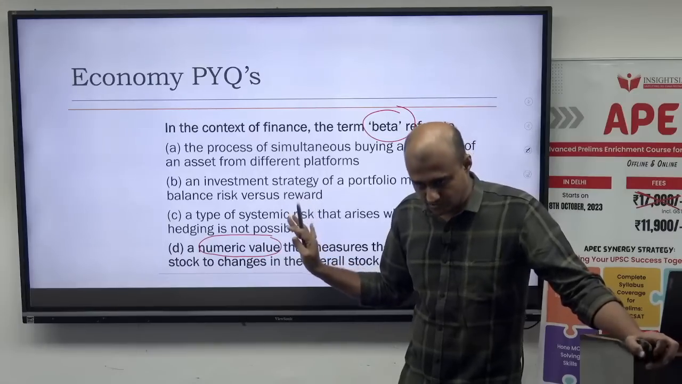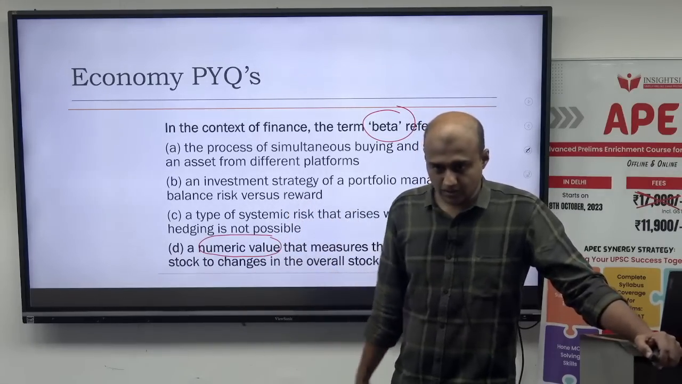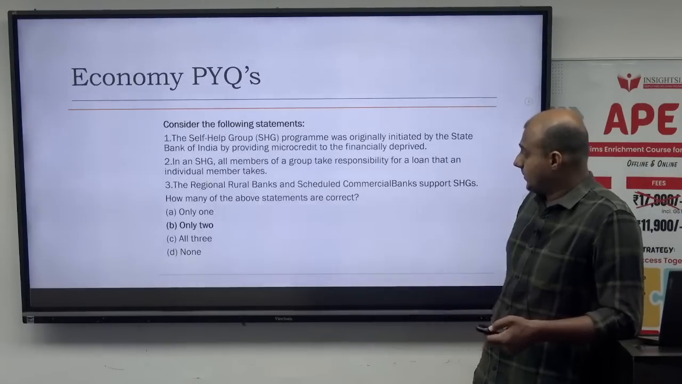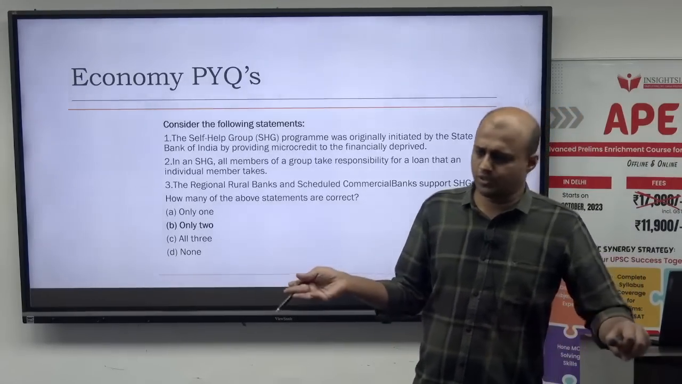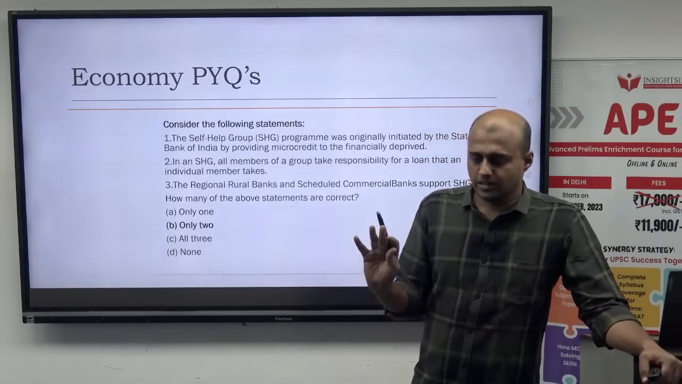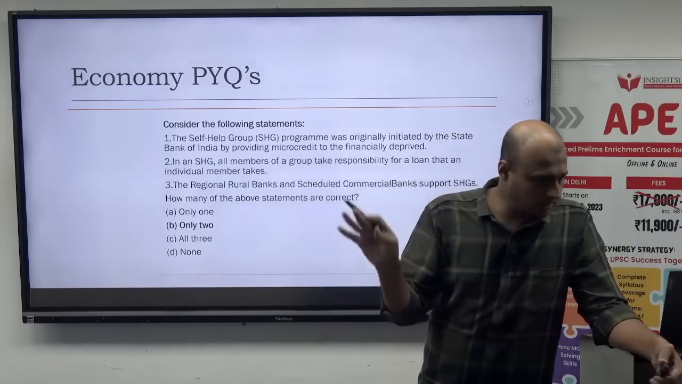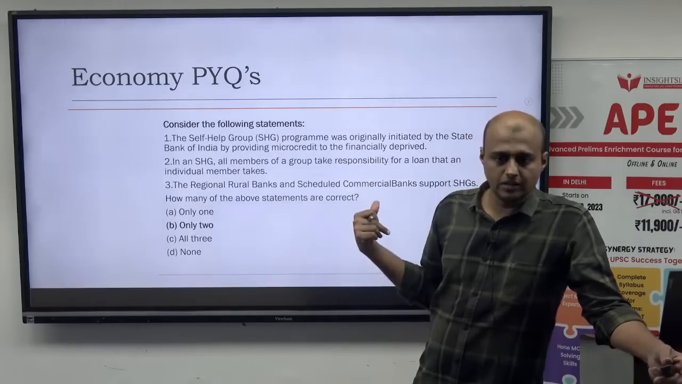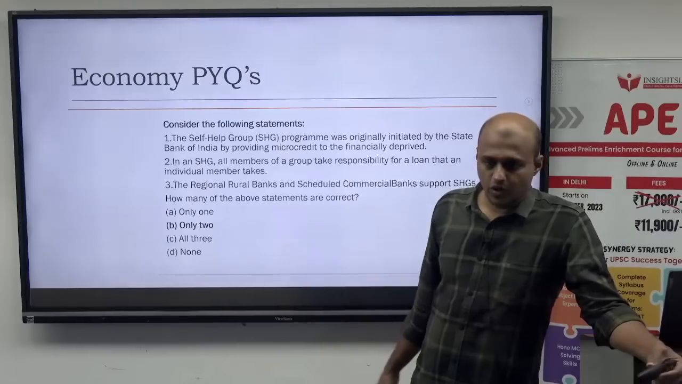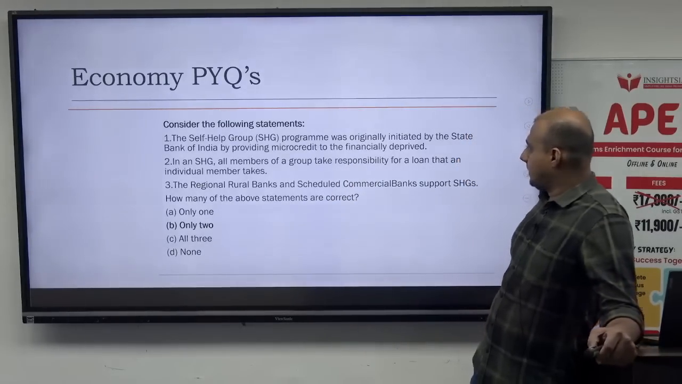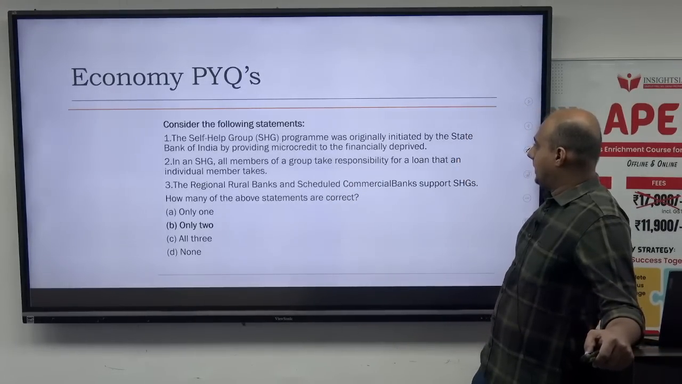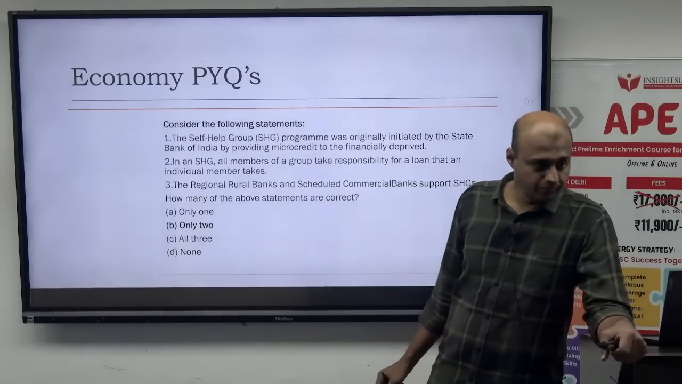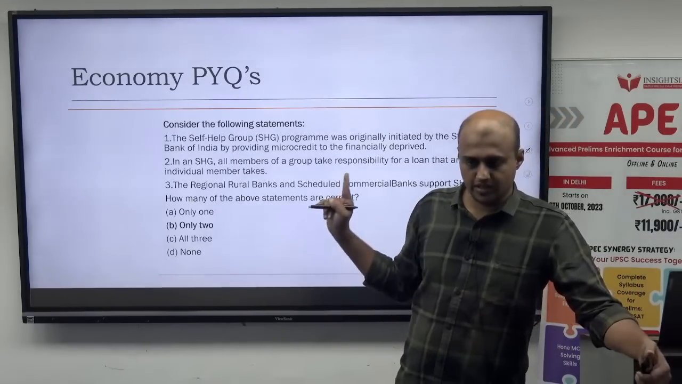So that simple logic will still always work, because each and everything you can't prepare, especially look at your SHG question. This you can't put entirely as economy also, it is not entirely polity also, it is somewhere actually polity economy related. So how many got this correct last time? On what basis? Look at it. SHG program was originally initiated by State Bank of India by providing micro credit to the financially deprived. What is the answer, correct or wrong?